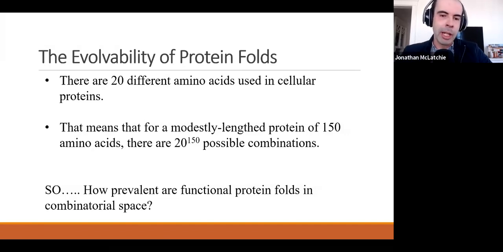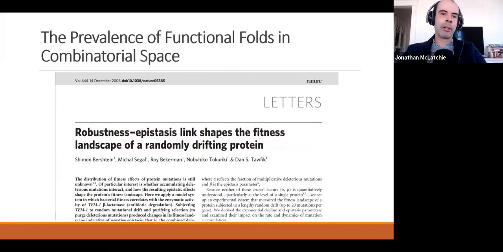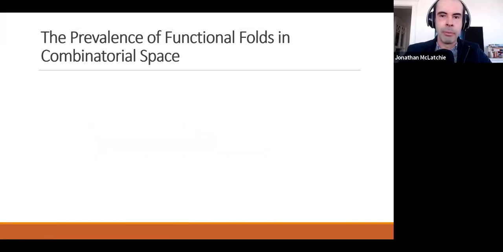Probably the most well-known or the most cited on this is Dr. Douglas Axe's work in 2004 that was published in the Journal of Molecular Biology. At the time, he was a postdoc at Cambridge University in the UK. But I want to talk about another paper, a more recent paper, which I think also bears strongly on this question, perhaps a less well-known or less cited paper in discussions of this. And that is this paper that was published in Nature, called Robustness Epistasis Link Shapes the Fitness Landscape of a Randomly Drifting Protein.